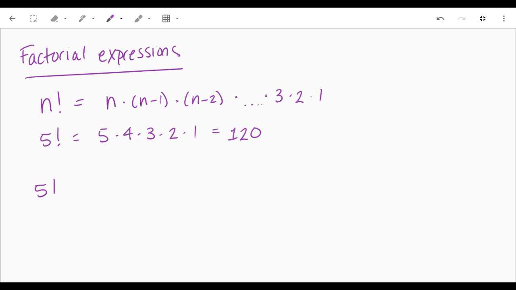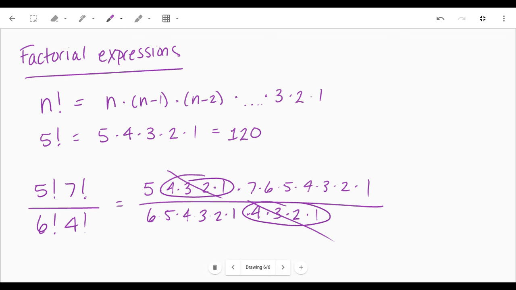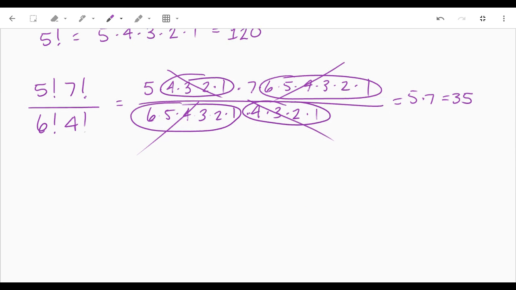So in this example, we have 5 factorial over 7 factorial over 6 factorial times 4 factorial. Now here's the trick. You're not going to have a calculator for these, but you simplify them. 5 factorial will be 5 times 4 times 3 times 2 times 1. 7 factorial will be 7 times 6 times 5 times 4 times 3 times 2 times 1. 6 factorial and 4 factorial. And what happens is huge chunks of these cancel out. This can cancel out with this, just like that. This can cancel out with this, just like that. So we're just left with 5 times 7, which is 35. And you definitely don't need to write them out the whole time like that.